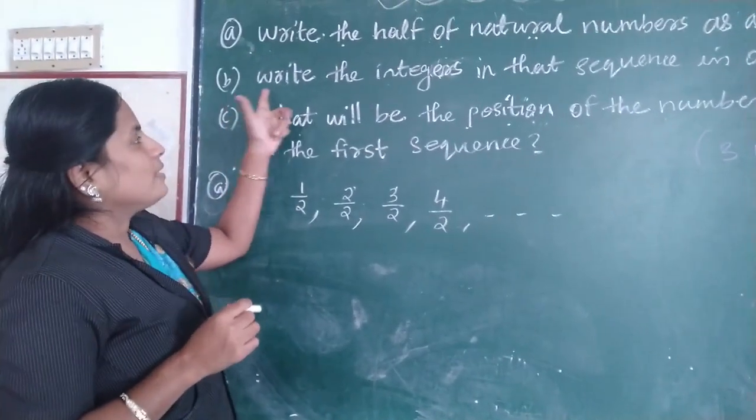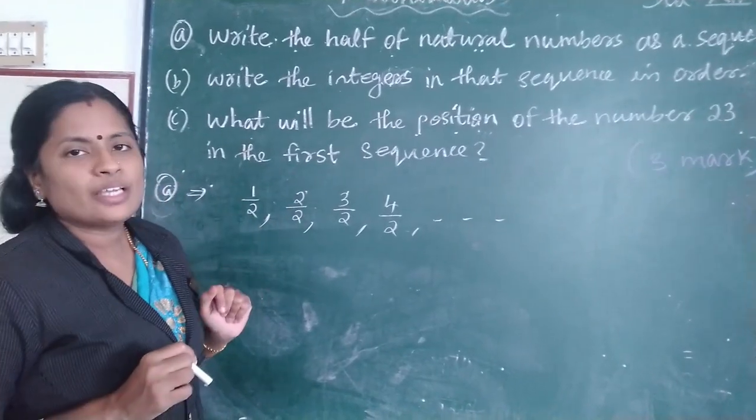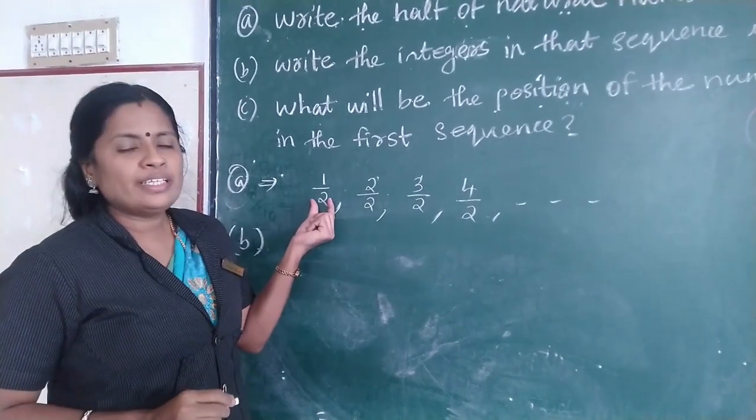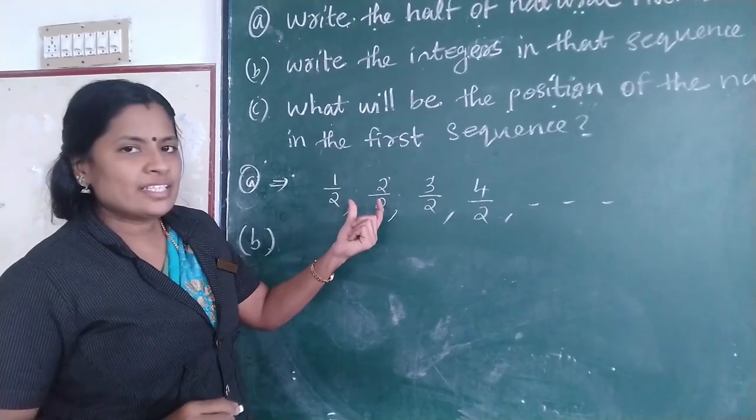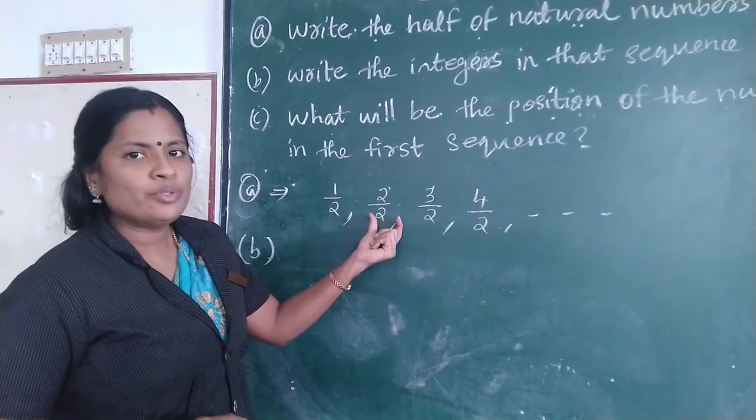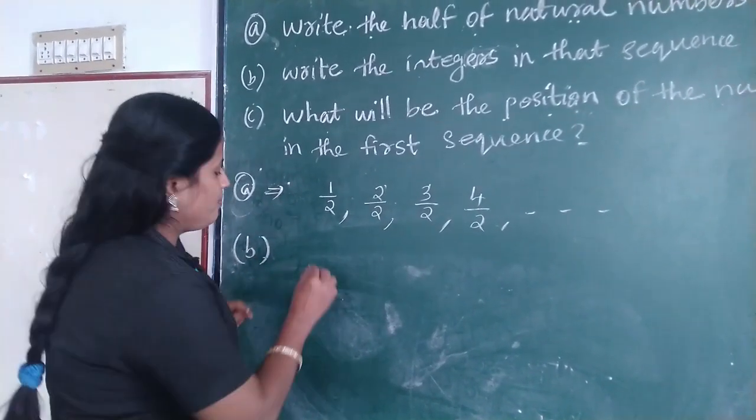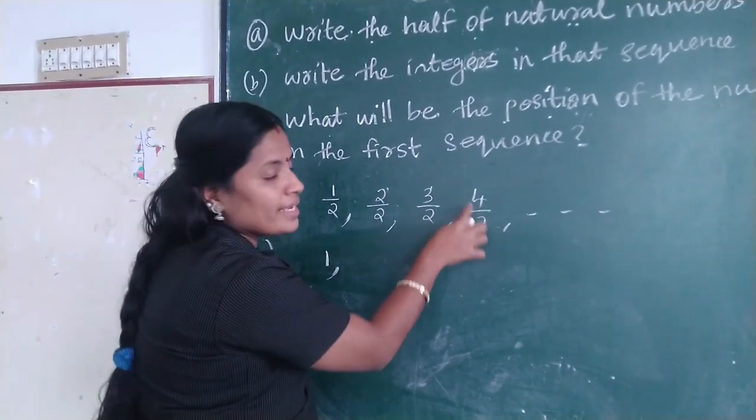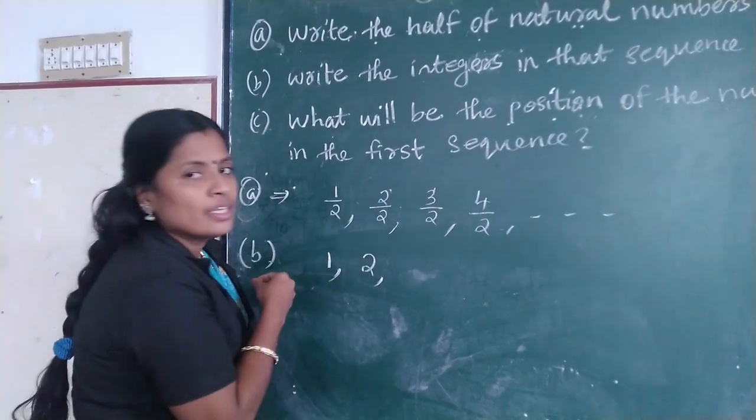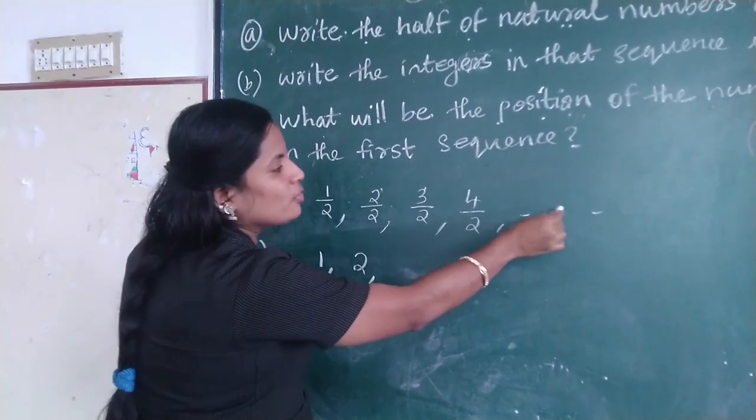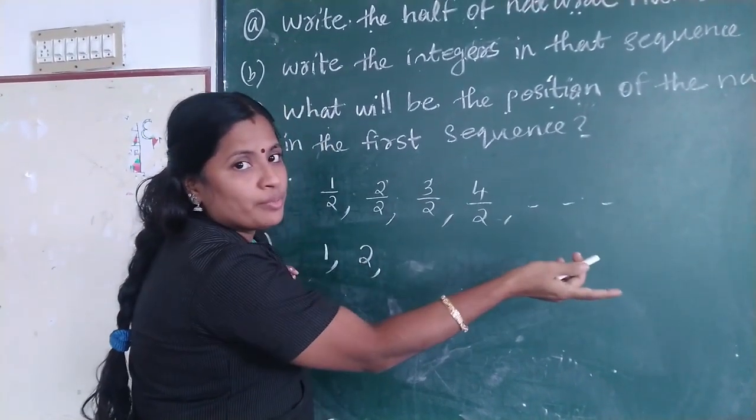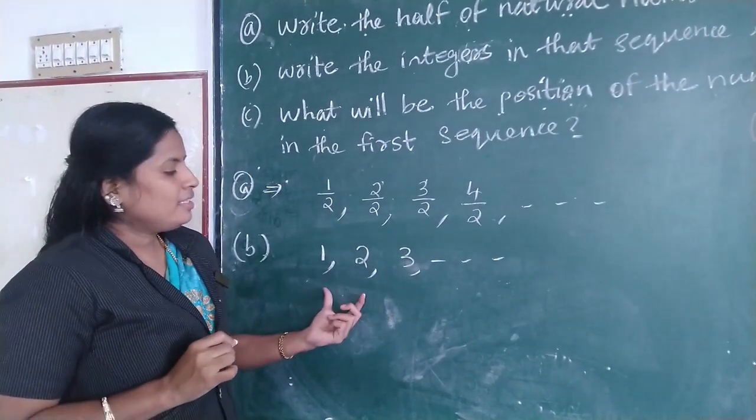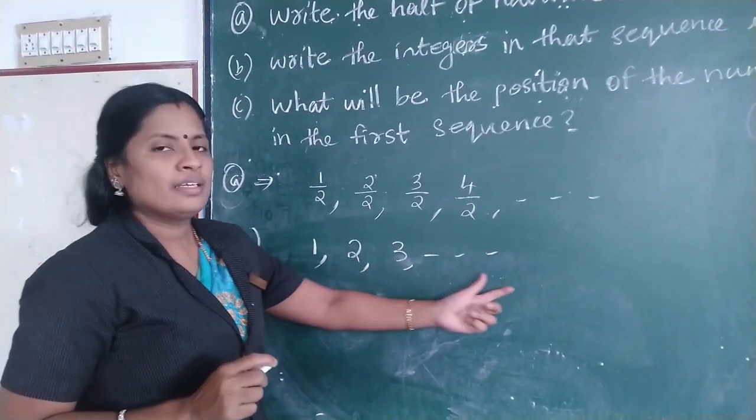Next one, write the integers in that sequence in order. Is 1 by 2 an integer? No. So next one, 2 by 2. 2 by 2 means 1. So 1 is an integer. Is 3 by 2 an integer? No. So next, 4 by 2. 4 by 2 is 2. Next 5 by 2, 6 by 2. So 6 by 2 means 3. So now we got a sequence, that is 1, 2, 3 and so on.